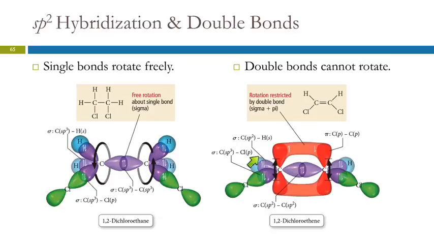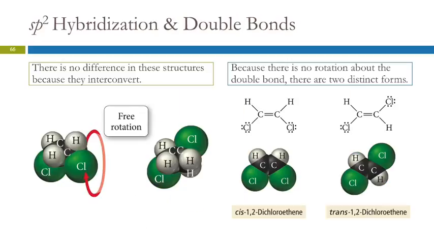Valence bond theory explains why this happens. Lewis theory does not. So these are space-filling models now of those same compounds. With the single bond, we get free rotation, and so this can take many different configurations. With the double bond, there's no rotation, and so you're going to get two distinct forms. You can have these chlorines on the same side of the double bond or on opposite sides of the double bond, and it can't transform from one into the other without breaking the pi bond.